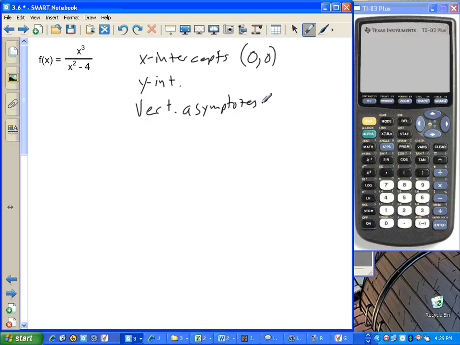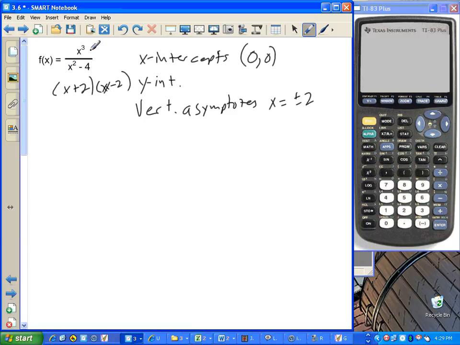Okay, for vertical asymptotes, I need to know when the bottom is 0. The bottom factors into x plus 2 and x minus 2. So those give me vertical asymptotes when x equals plus or minus 2.